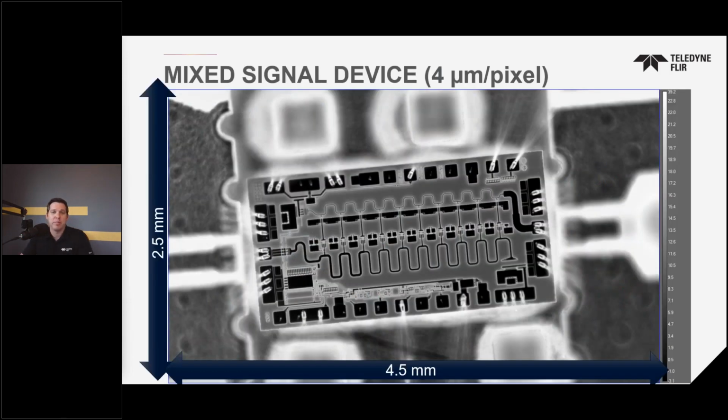Here's another example. This is a GaAs mixed signal device. The analog section is at the top, digital is on the bottom. This image was captured using a high definition cooled photon counter camera with a microscope lens, generating a resolution of about 4 micron per pixel. We'll talk more about spatial resolution in the next webinar.